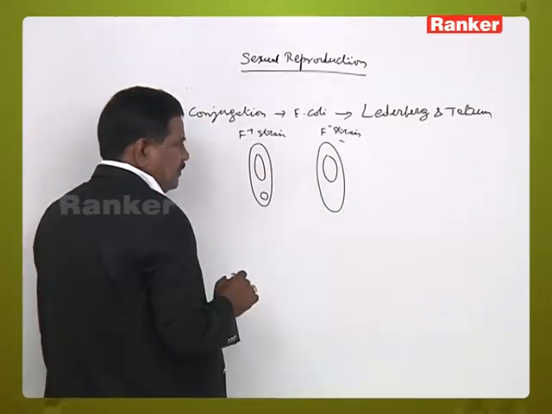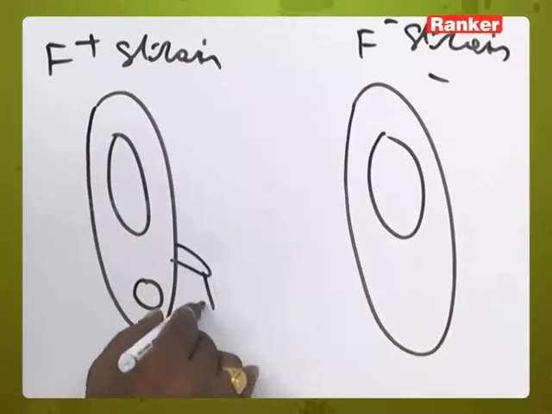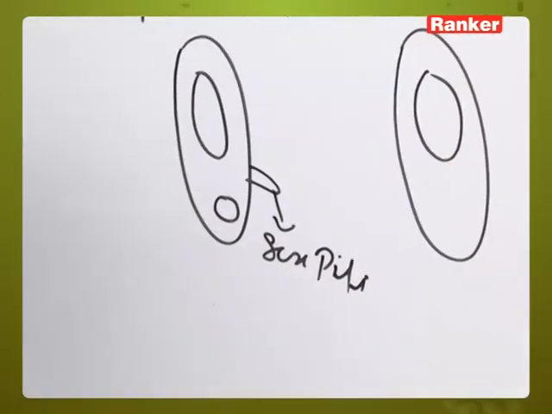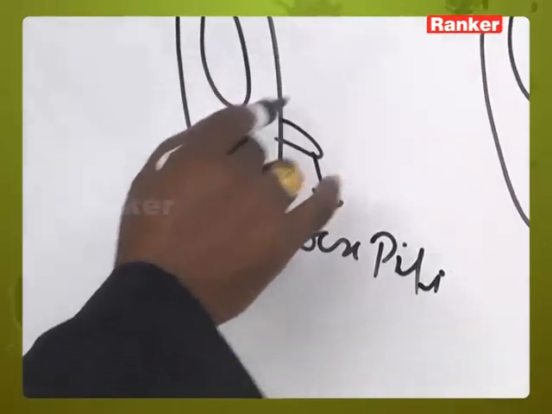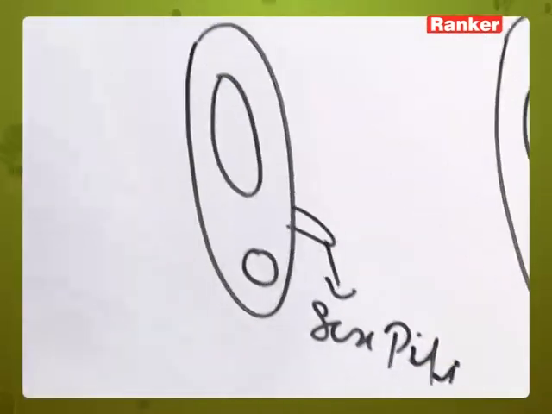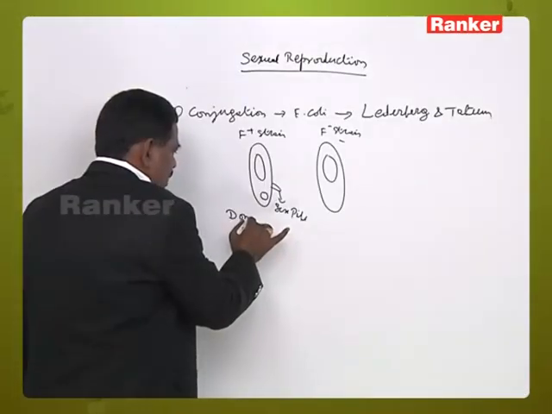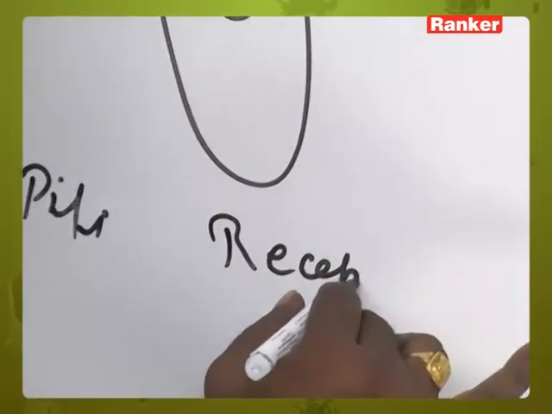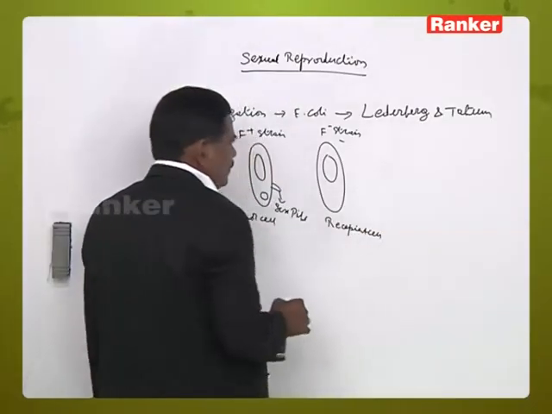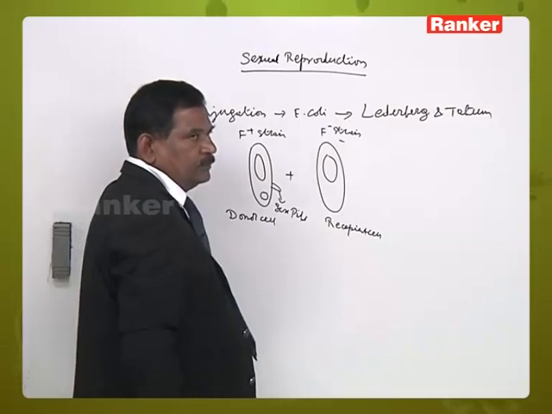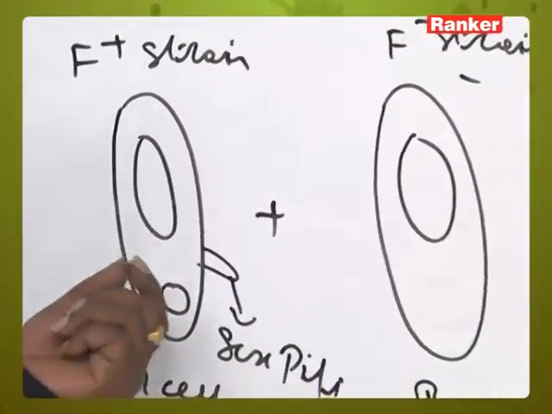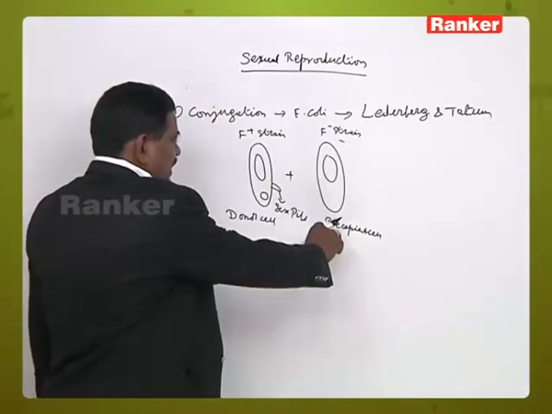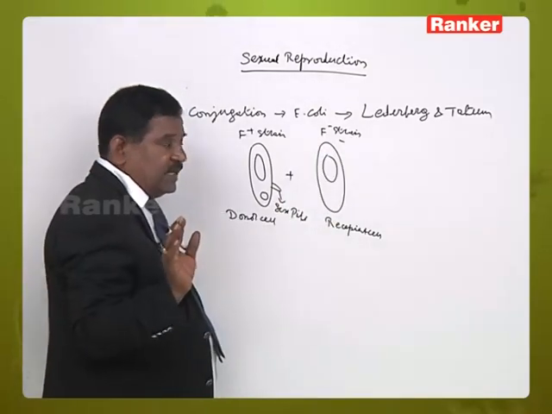Sex pili are present in the F plus strain only. It donates this plasmid to the F minus. So the F plus strain is also called the donor cell, and the F minus strain is also called the recipient. The donor cell only has the sex pili. The recipient cell, the F minus strain, does not have sex pili.